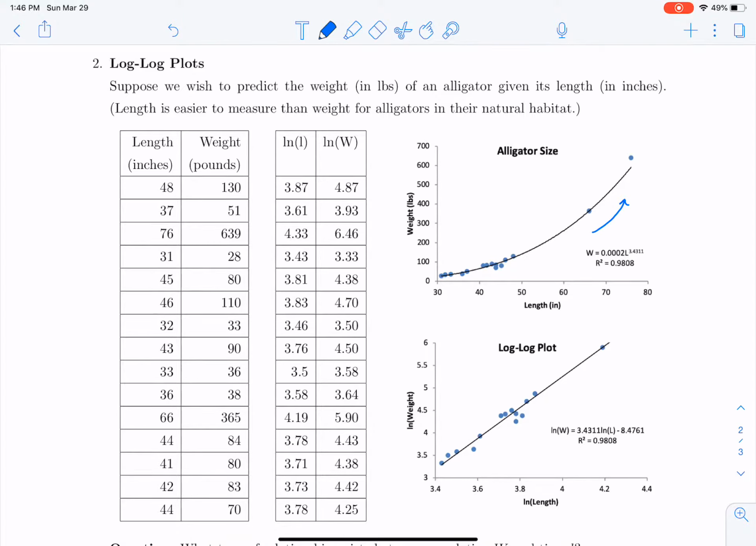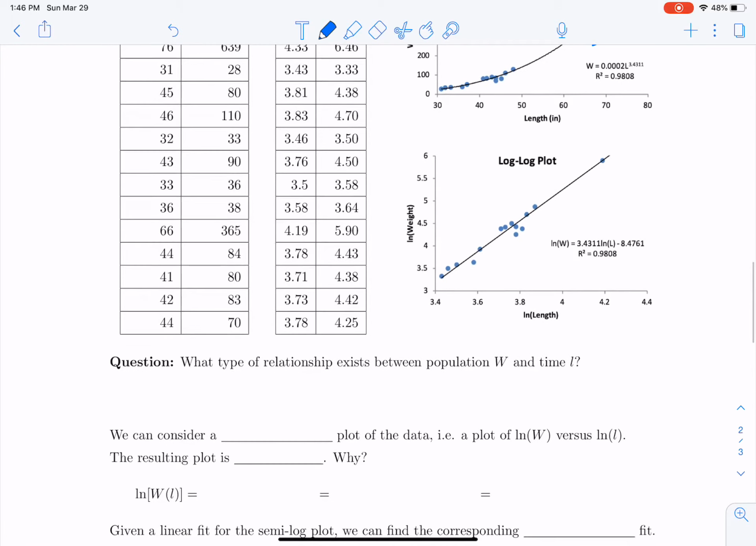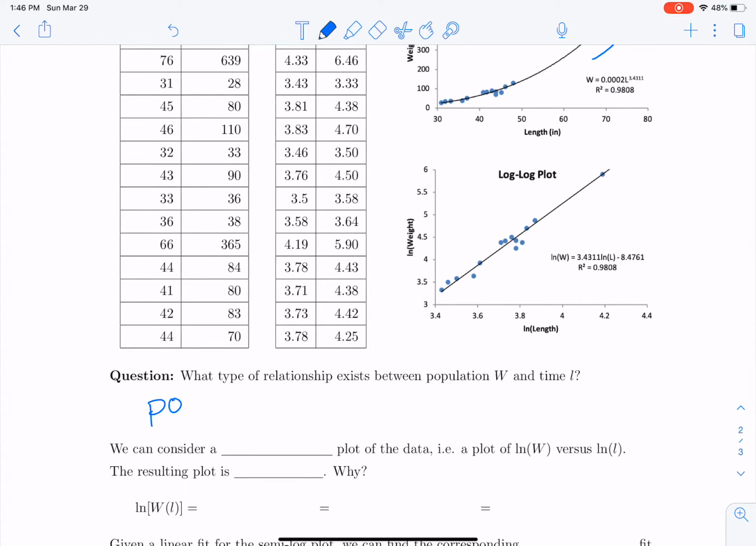That curve looks like it could have been exponential, but it turns out that when I plotted this in Excel, it told me that a power function is actually the best fit. So we want to explore why that is the case. So what type of relationship exists between W and the length L? We believe that there's a power function relationship. So W equals C L to the K.